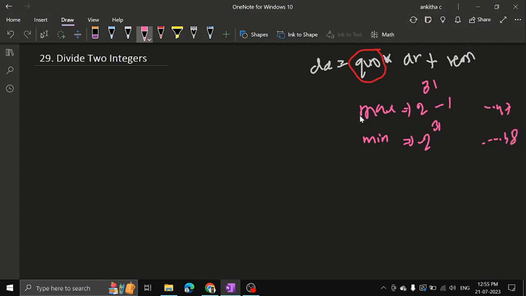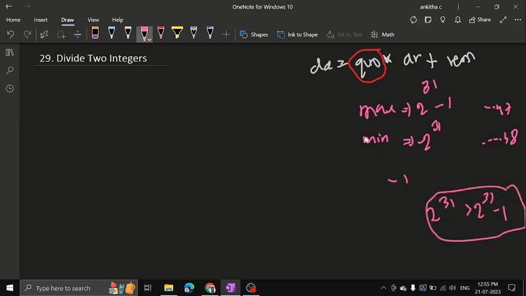So if it is maximum and if the divisor is 1 or -1, it's okay. If divisor is 1, we will return this one. If divisor is -1, we will return 2 power 31 minus 1 in the negative format, which is in the integer minimum range. But if we have integer minimum and divisor is -1, then integer minimum by -1 will give you 2 power 31, which is greater than 2 power 31 minus 1. So that one case we need to handle.